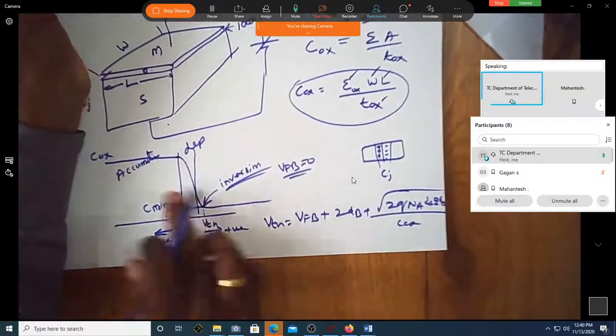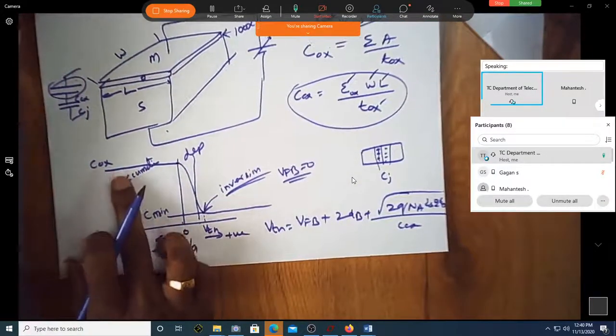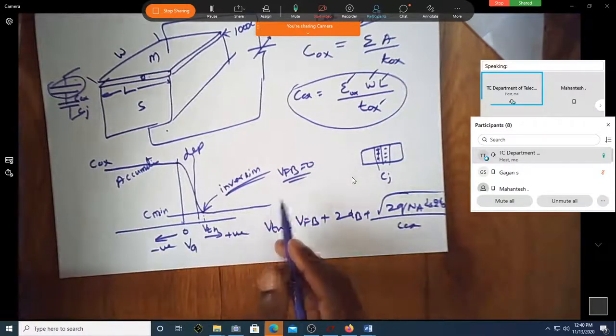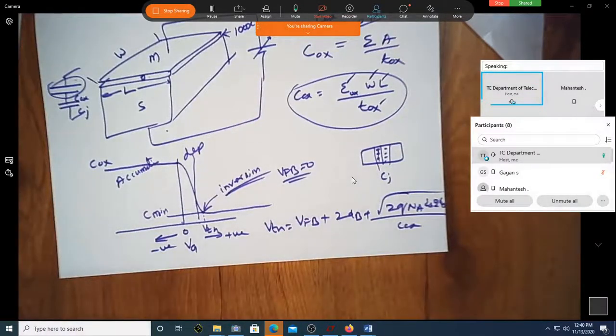Now this is the CV characteristics when VFB is equal to 0. When do you have VFB equal to 0? When phi m is equal to phi s, meaning there is no work function difference between the metal and the semiconductor. Fine.